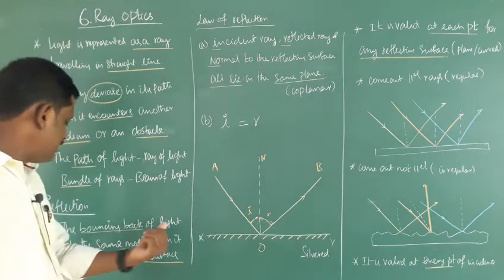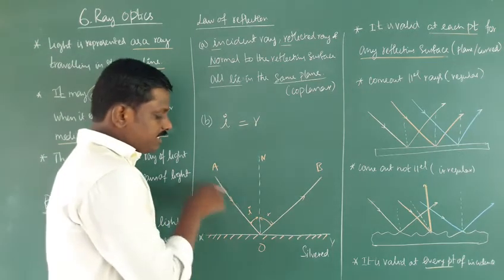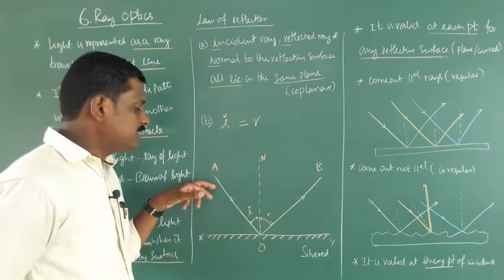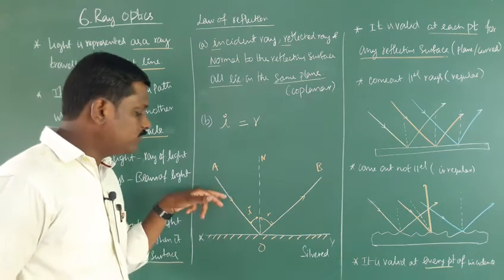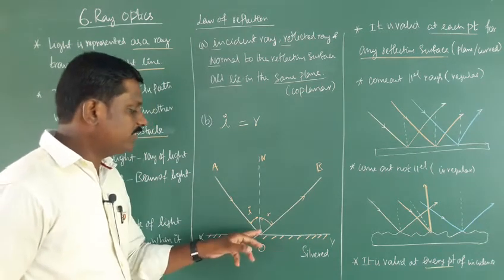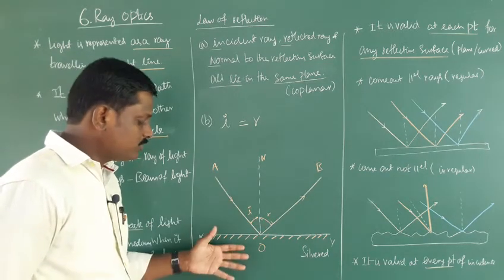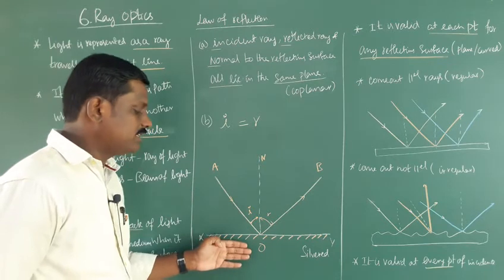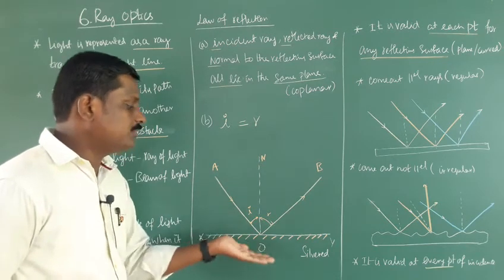Reflection means bouncing back of light when it encounters a medium, a reflecting surface, into the same medium. Here the light AO, a ray of light, travels in a medium. Here air is the medium, or a vacuum. It encounters another medium and is reflected back into the same medium. Air is medium 1. This glass plate is a reflecting surface. The best example is a mirror.